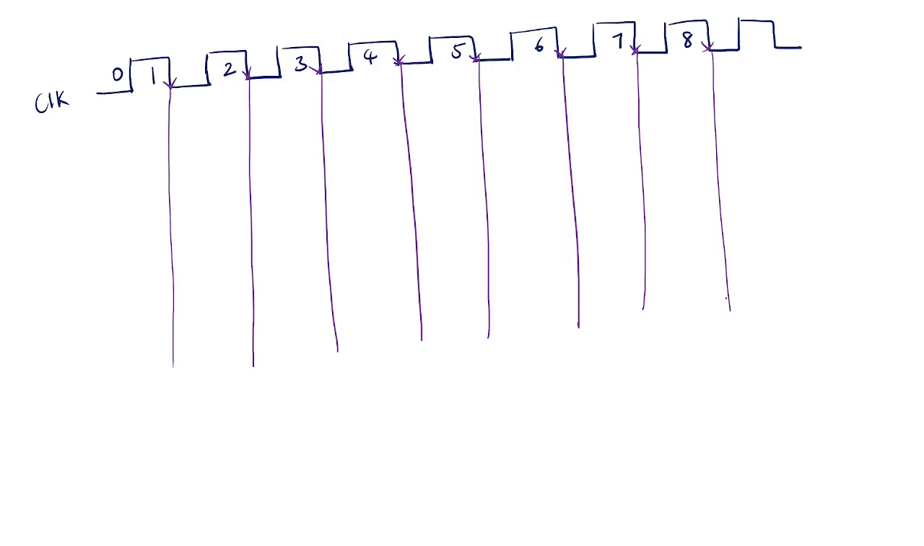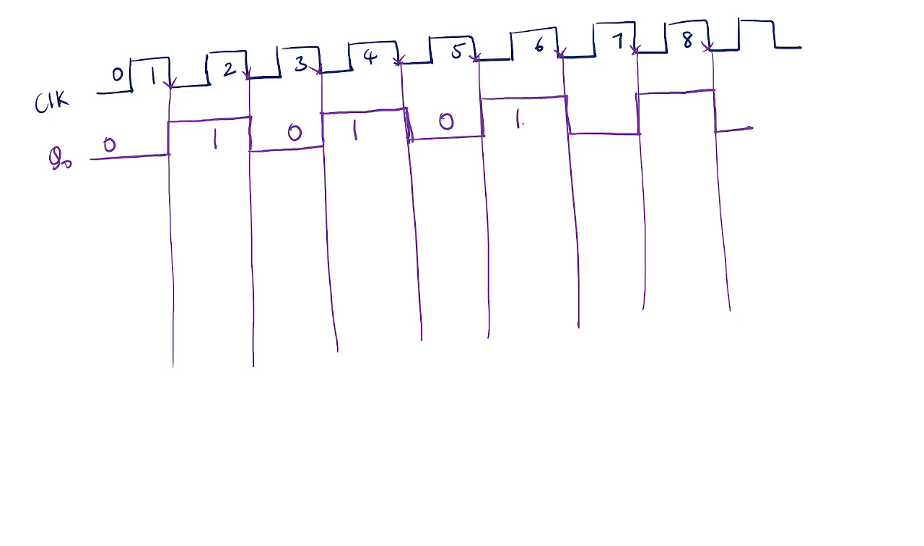So always Q naught will toggle, no? The LSB flip-flop will toggle. So during this negative edge, initially if you consider this as 0, it will toggle and be 1 till the next negative edge. Again it becomes 0 till the next negative edge, again 1, and again 0, and so on. So this is Q naught: 1, 0, 1, 0, 1, 0, 1.